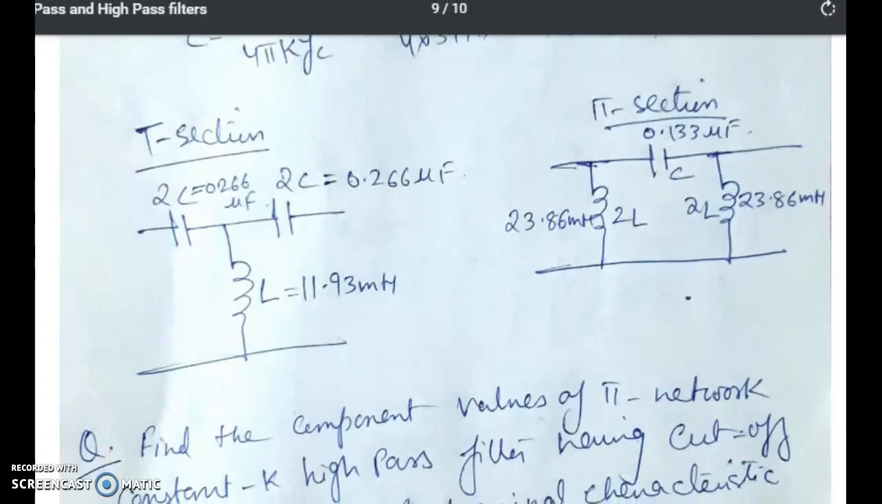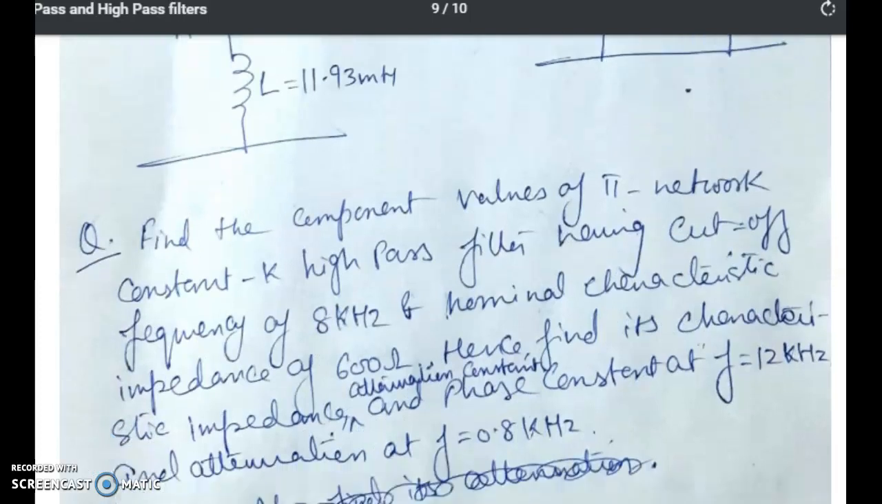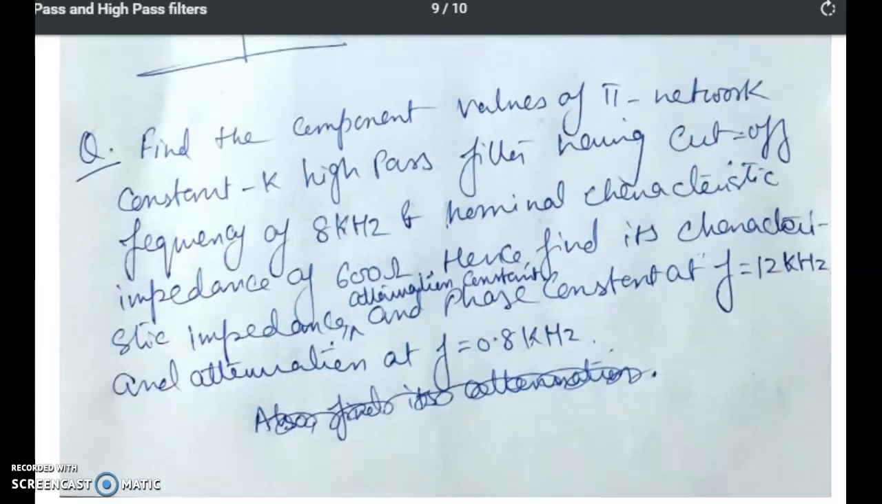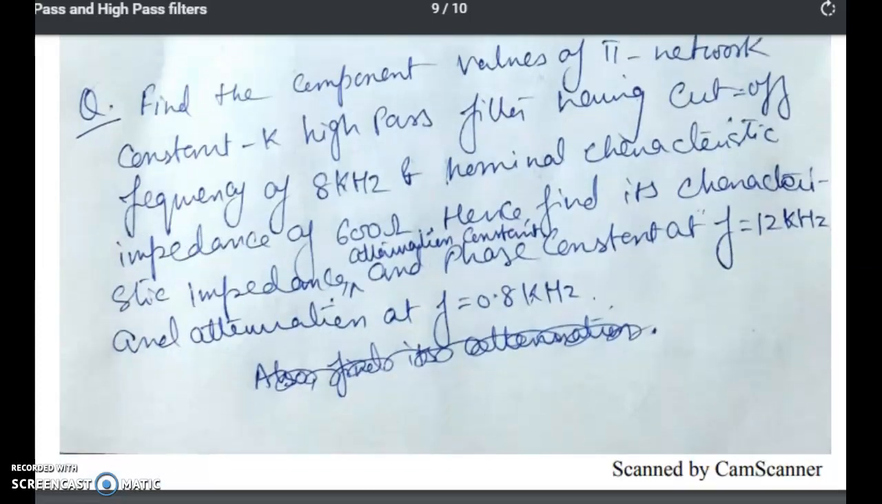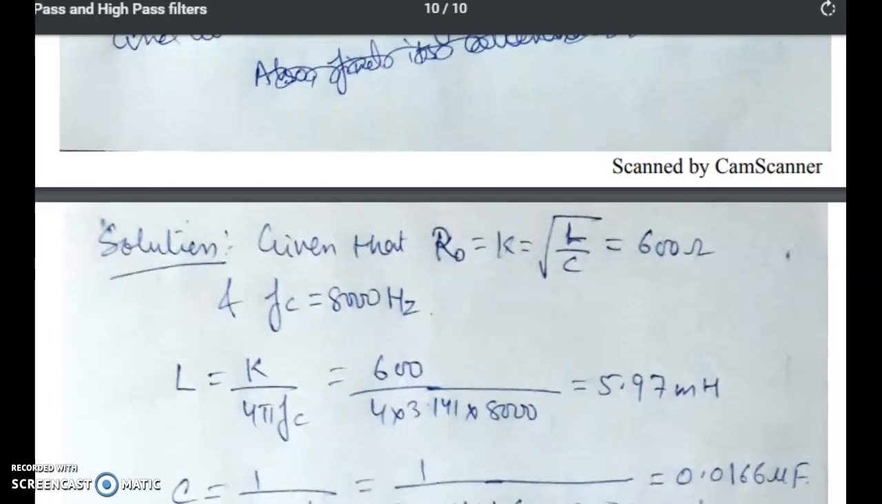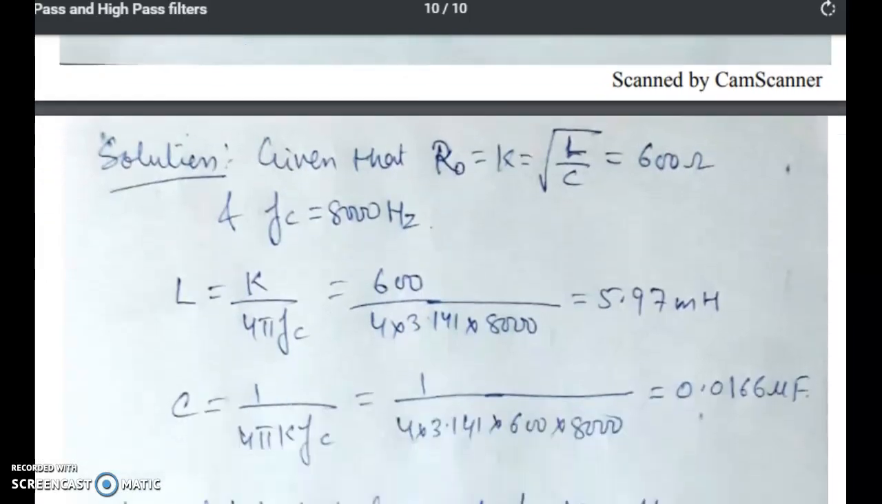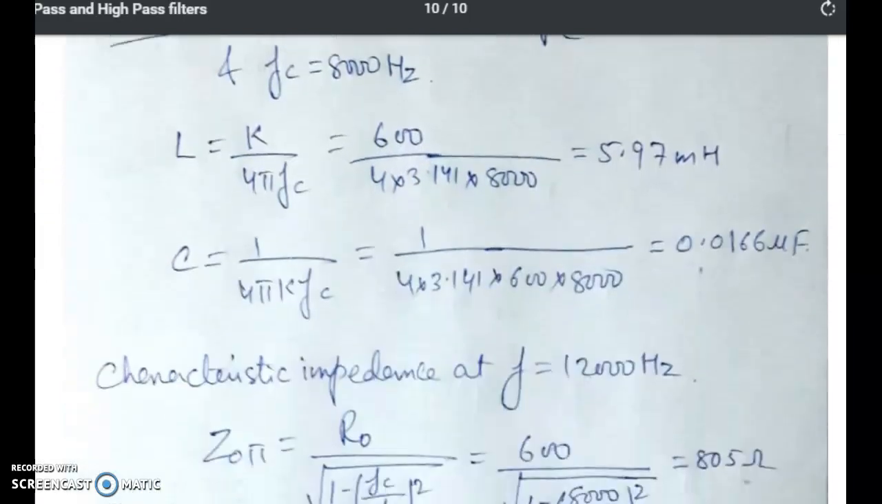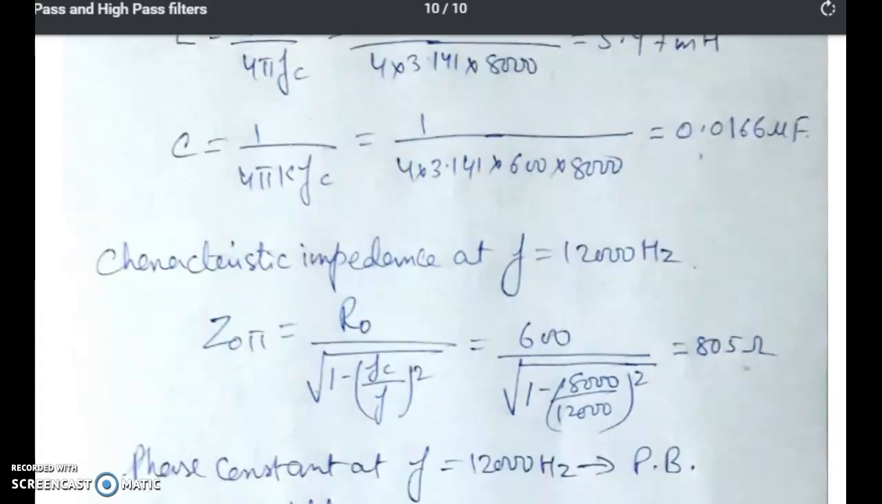Now in the next question we have to find the component values of pi network. Constant K high pass filter having cutoff frequency of 8 kHz and nominal characteristic impedance of 600 ohm. Hence find its characteristic impedance, attenuation constant and phase constant at frequency equal to 12 kHz and attenuation at frequency equal to 0.8 kHz. So given condition is R0 is equal to 600 ohm, cutoff frequency fc is equal to 8000 Hz. With the help of this we can find out the values of inductance and capacitance.